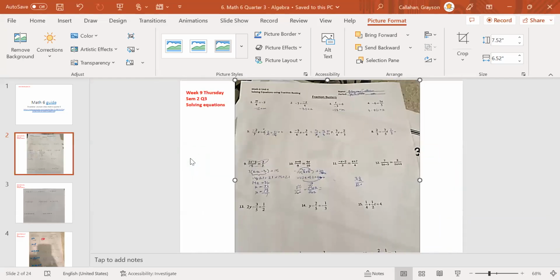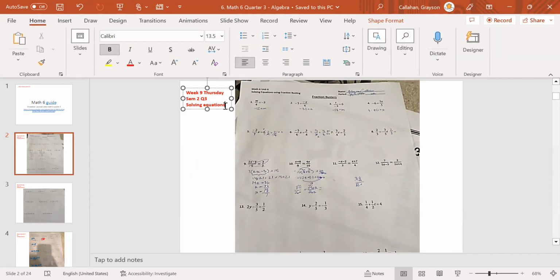Okay, so this is week 9 Thursday, semester 2, quarter 3. We're going to go over solving equations. That's a little bit more advanced. So, solving equations with reciprocals.